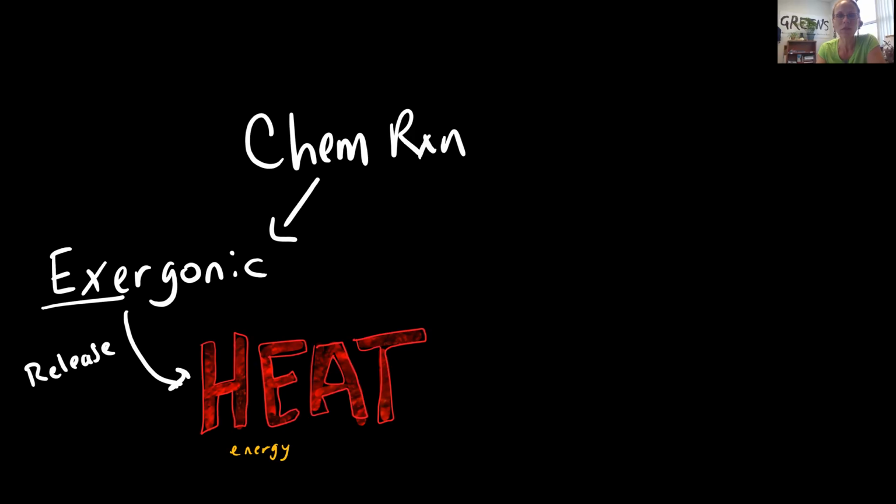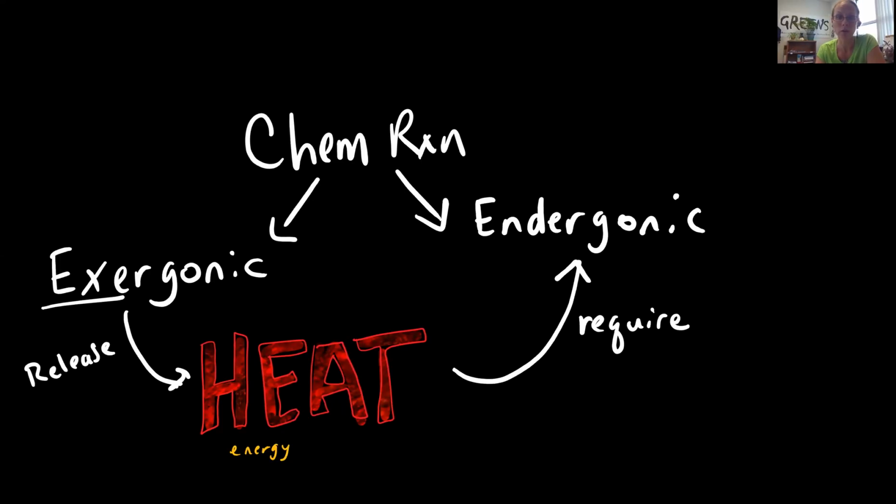Or if you've ever played with glow sticks and you have to break those and mix your different reactants together, in that case it doesn't give off a bunch of heat, but it does give off energy in the form of light. So even though I've written here exergonic is a release of heat, really it's a release of energy. And the opposite of this would be an endergonic reaction.